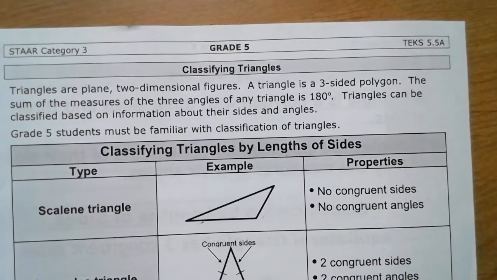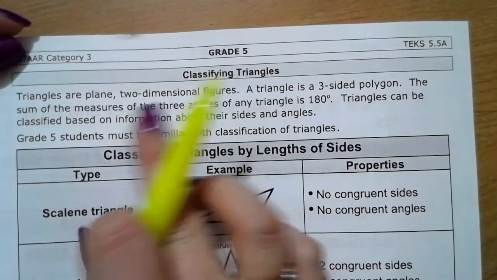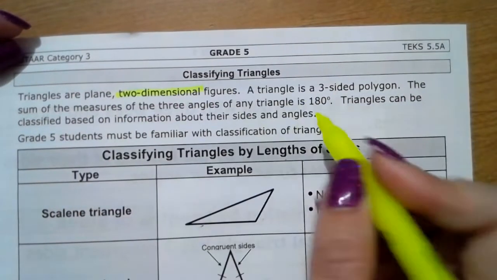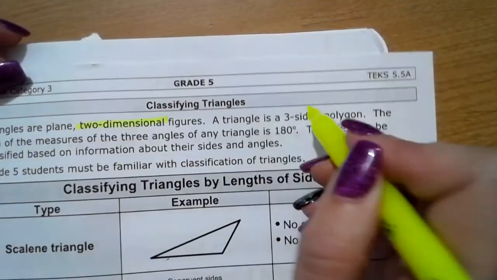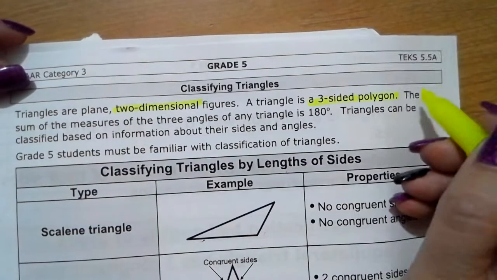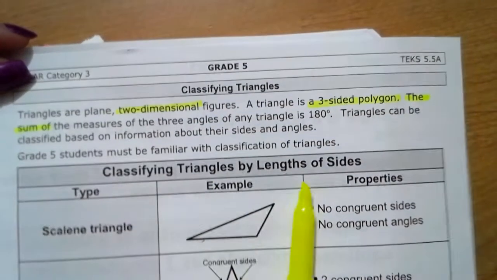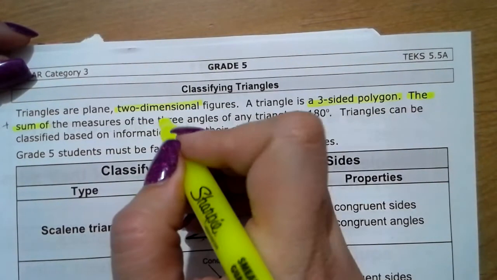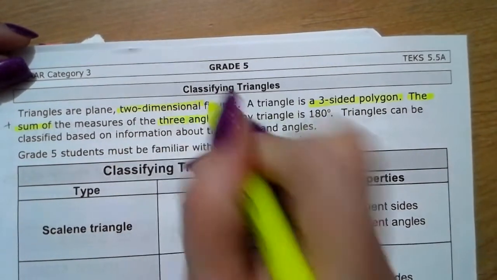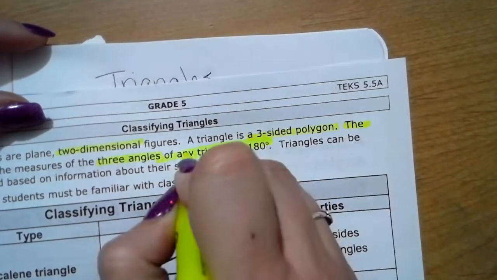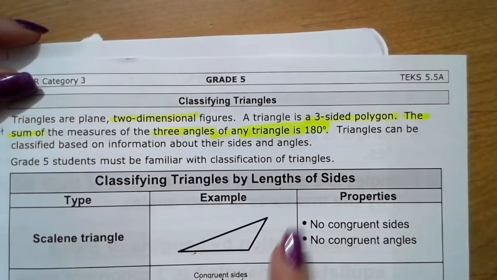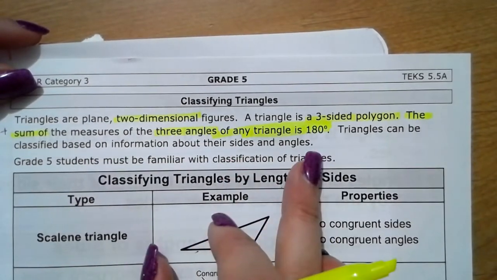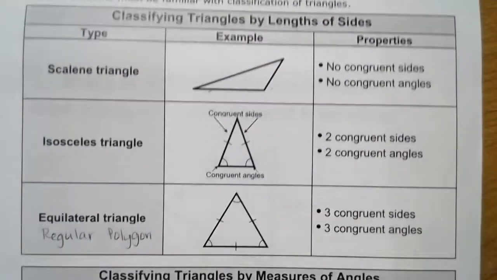And up here, probably one of the most important things that you need to remember, and you can highlight this or underline it. Triangles are plane two-dimensional figures. So triangles are two-dimensional, okay? A triangle is a three-sided polygon. The sum, what does sum mean? It means to add, right? So it means to add up all of the measures of the three angles. So all of those three angles of any triangle equals 180 degrees, and we did this last year. Triangles can be classified based on the information about their sides and their angles, okay? So this is how we're going to classify them.